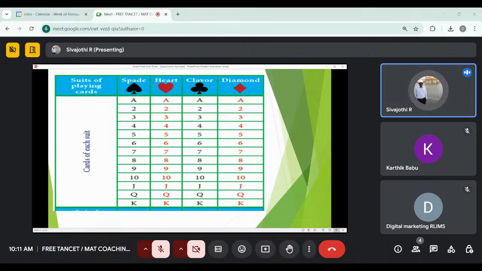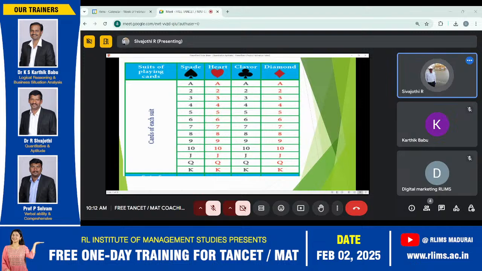For example, I will ask one question. What is the probability of getting a red card? Red cards, we have only 13 plus 13. Heart is 13, diamond is 13, so 26 cards. The total number of cards is 52. Now let A be the event of getting a red card. That is 26 by 52, which is 1 by 2. The chance of getting a red card is 1 by 2.